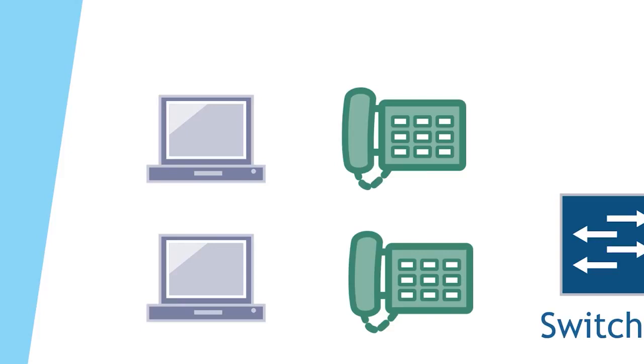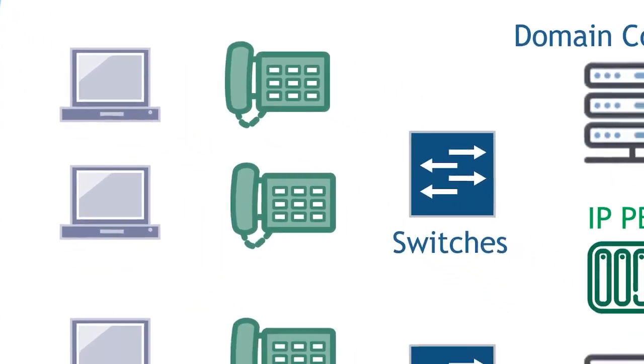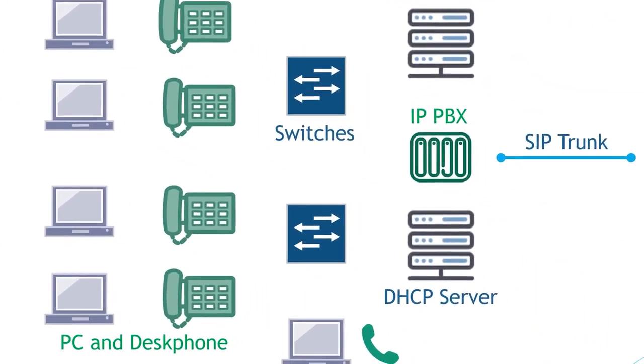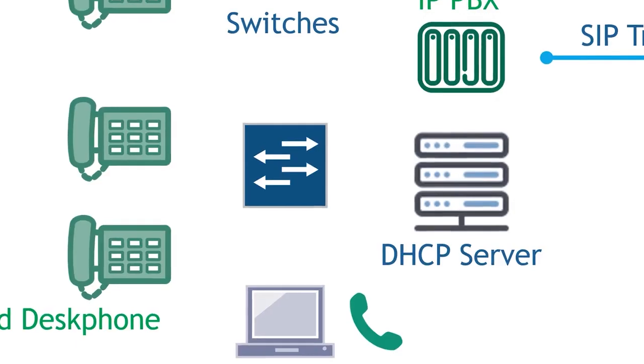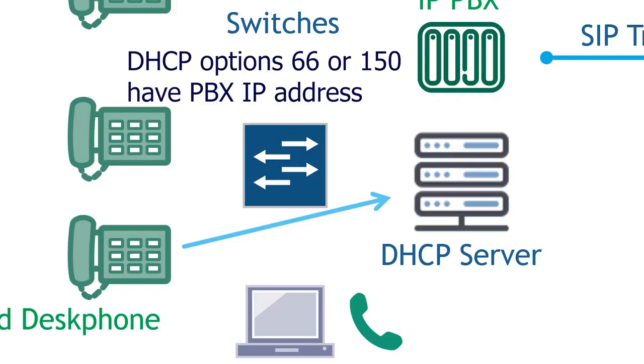It gets some basic information from the switch using CDP or LLDP, but that is not enough. It also needs an IP address and it needs to learn about the PBX. So for this, it uses DHCP. The DHCP server assigns an IP address to the phone just like it would to any other device. However, the DHCP server is also configured with some additional options.